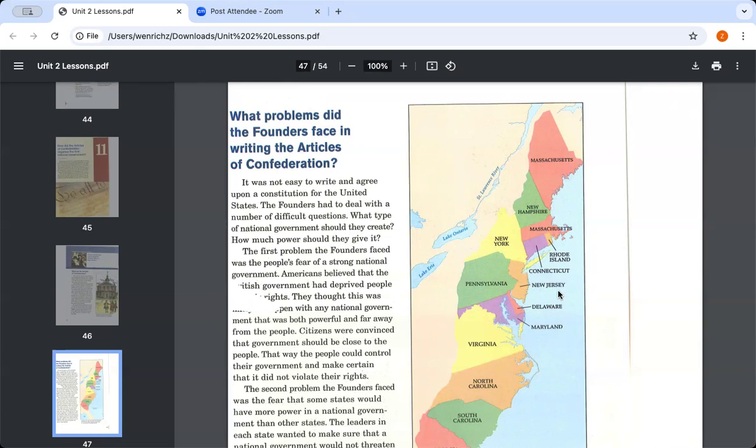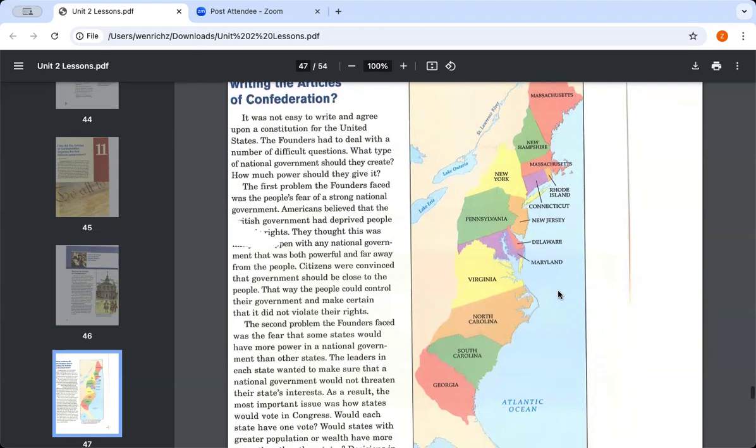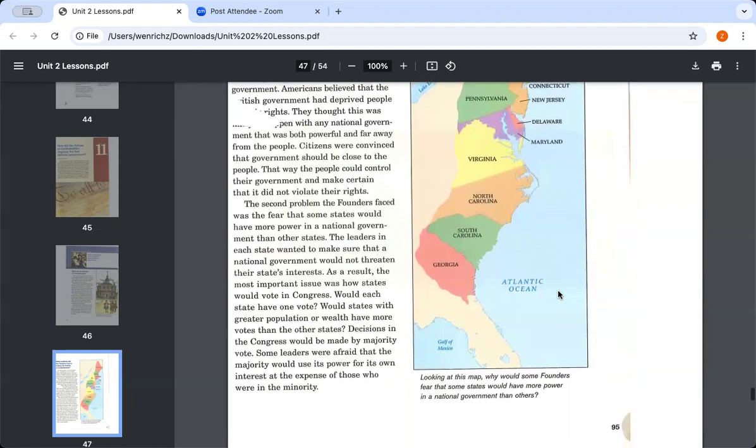Americans believed that the British government had deprived people of their rights. They thought this should not happen with any national government that was both powerful and far away from the people. Citizens were convinced that government should be close to the people. That way, the people could control their government and make certain that it did not violate their rights.